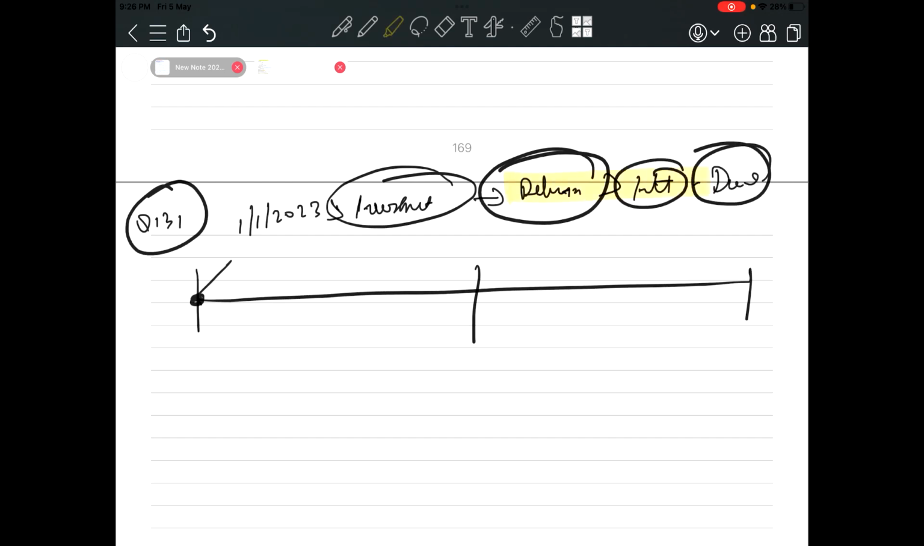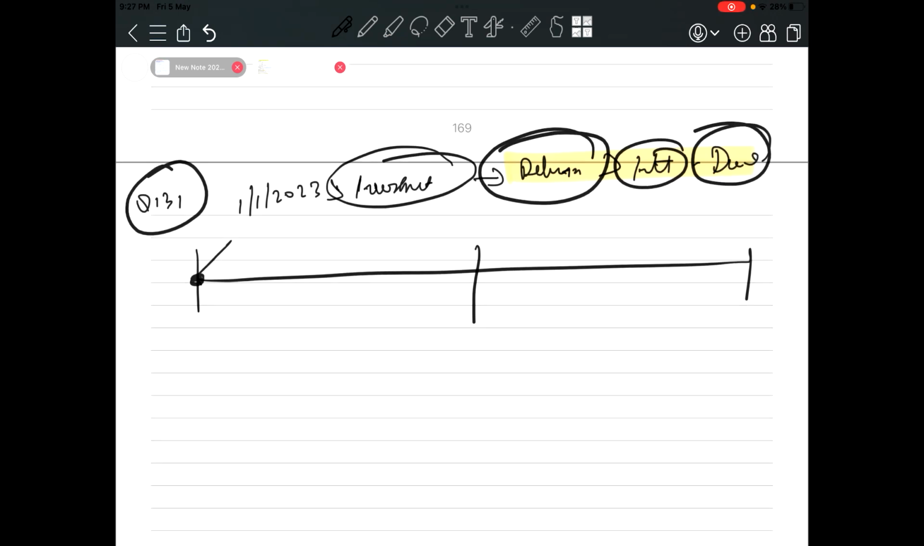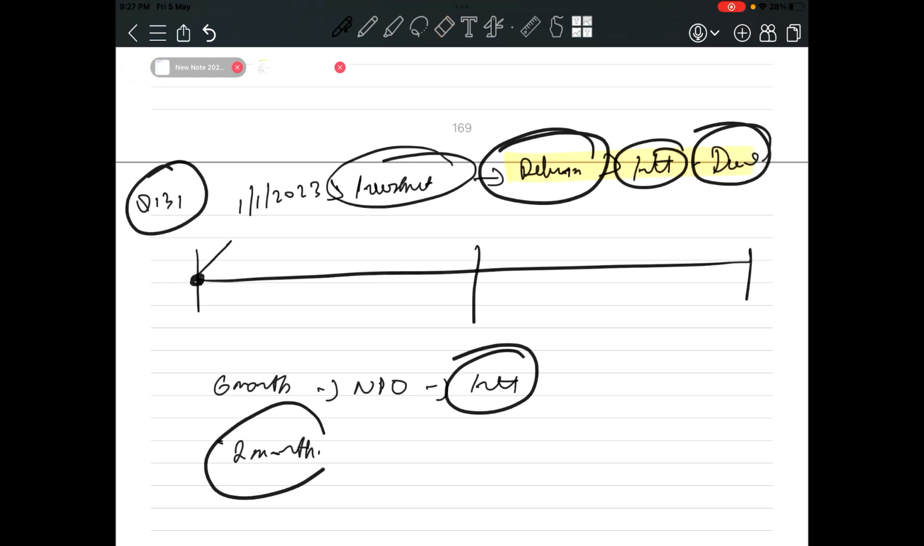Okay, now say for example, the investment term was that every 6 months the NPO will receive interest. So they will receive interest twice a year, every 6 months.